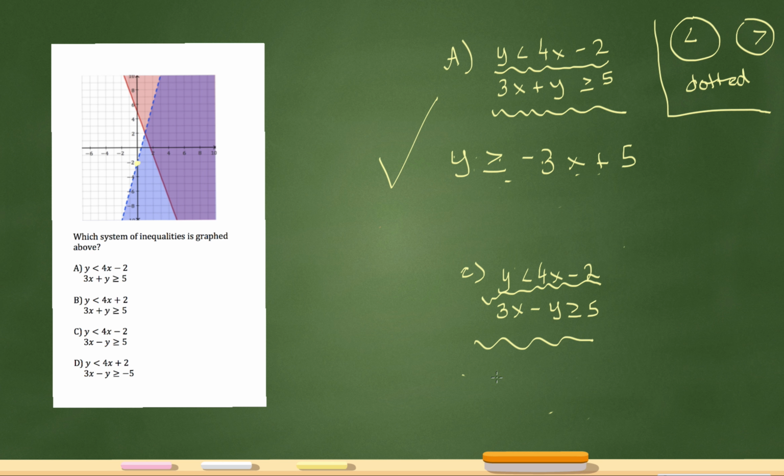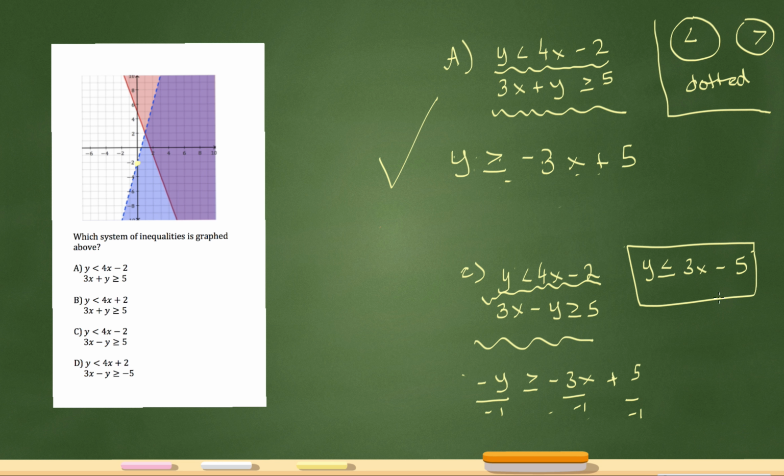But let me just show you why C wouldn't work. If I rearrange 3x minus y is greater than or equal to 5, it will be negative y is greater than or equal to negative 3x plus 5. But then I have to divide everything by a negative 1, and if I divide an inequality by a negative 1, the sign flips also. So this will become y is less than or equal to 3x minus 5. See how this line now is saying my y-intercept is at negative 5? So for that reason, this wouldn't work. So my answer here has to be A.